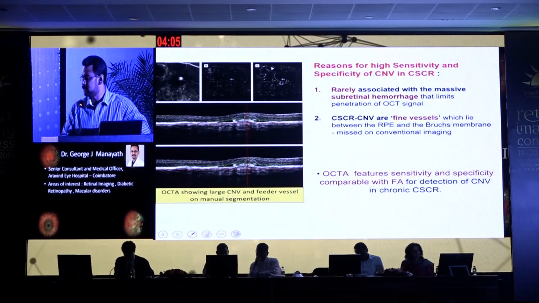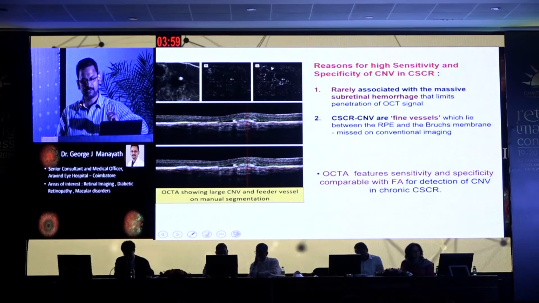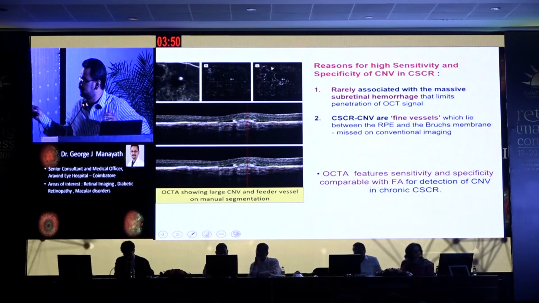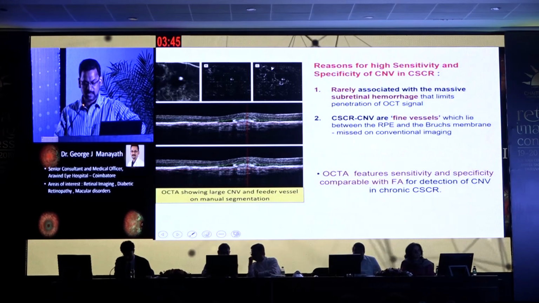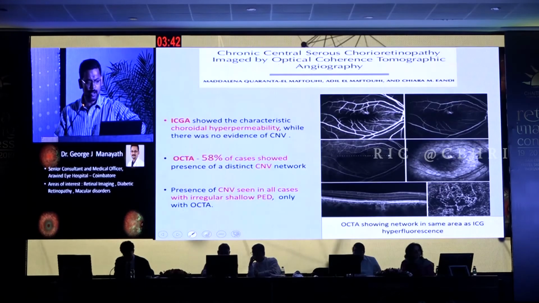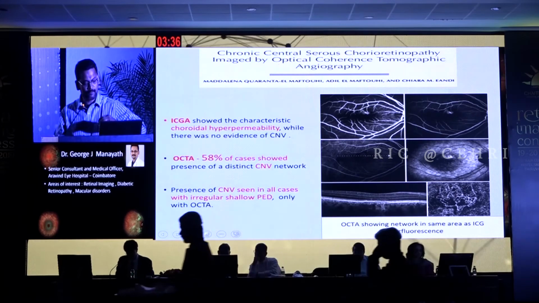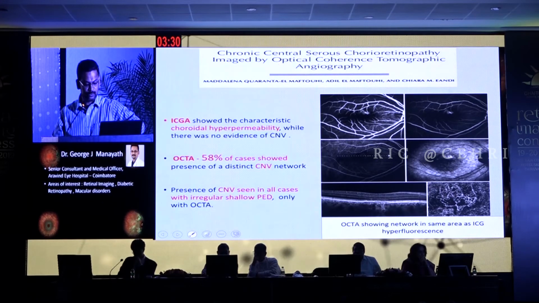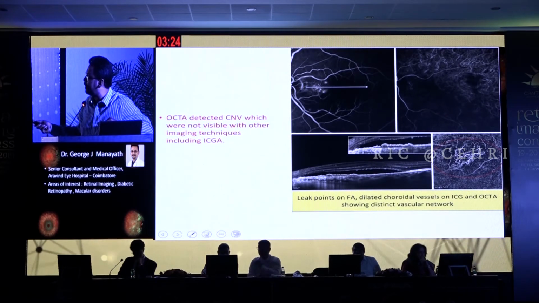So why this high sensitivity and specificity in CNV in CSR? Because rarely do these neovascularizations in CSR present with massive subretinal hemorrhage, compared to neovascular AMD. And also these fine vessels which lie between the RPE and the Bruch's membrane are usually not picked up with conventional angiographic imaging. Comparison between ICG angiography and OCTA shows that ICG angiography most of the time shows choroidal hyperpermeability, whereas around 60% of the time the OCTA picks up these CNVMs under the macula overlying this flat irregular PED, also called FIPED.